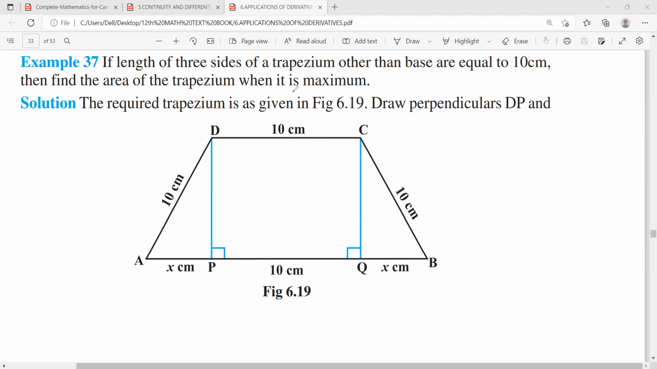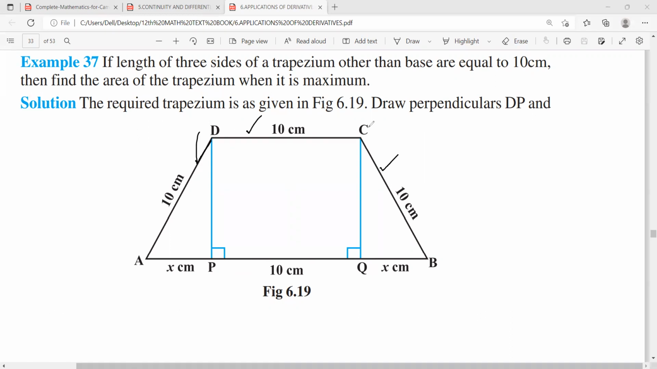Okay. All right. So now that's what he's saying. Here, the diagram is there. The lengths of three sides of the trapezium other than the base: that means what three sides? This is one side, this is another side, and this another side. Three sides other than the base are 10 centimeters only. And what else? Find the area of the trapezium when it is maximum.